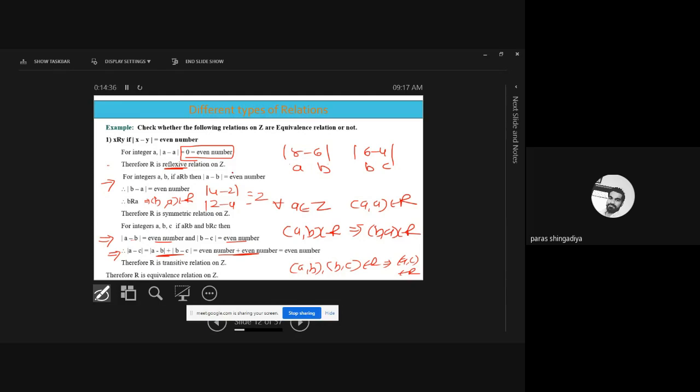So what about (A, C)? That is 8 minus 4, and 8 minus 4 is also an even number. Clear? So for any such example, you can easily prove it, and that is called the general case. For every A, B, C belongs to Z, this result is satisfied.